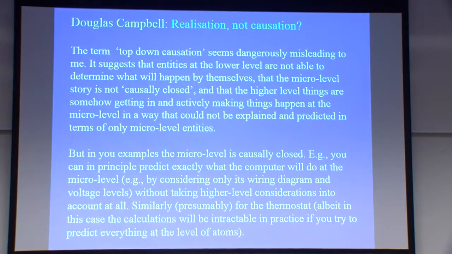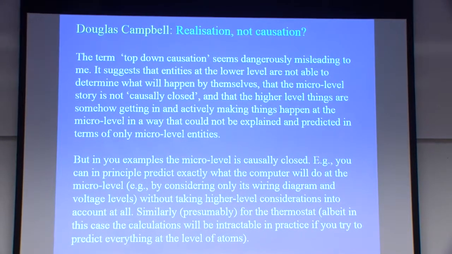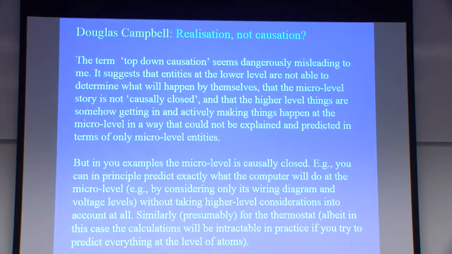Now, Douglas Campbell. Should I use the word realisation, not causation? I got this very useful email. "The term top-down causation seems dangerously misleading to me. It suggests that entities at the lower level are not able to determine what will happen by themselves, that the micro-level story is not causally closed, and that the higher-level things are somehow getting in and actively making things happen at the micro-level in a way that could not be explained and predicted in terms of micro-levels only.